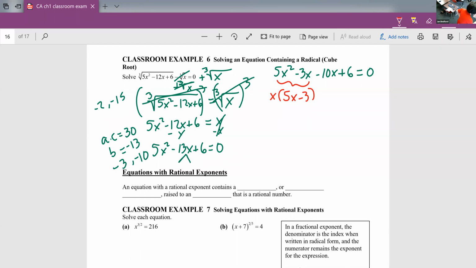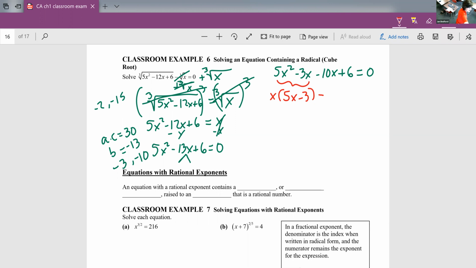This is the audience interaction part. You guys are supposed to tell me. Is x times 5x 5x squared? Yes. Okay, is x times negative 3 negative 3x? Okay, so I'd say we've got that factored right. What do we need to write next? The minus sign, very good.